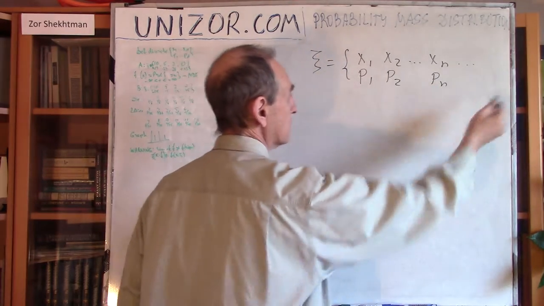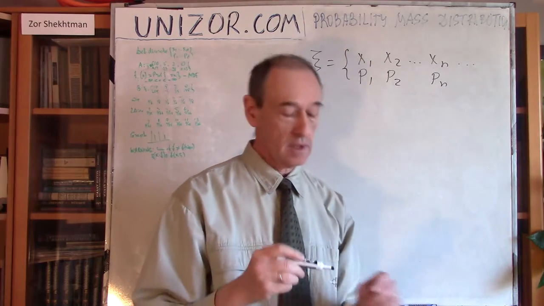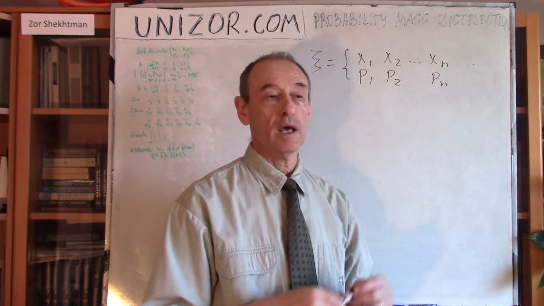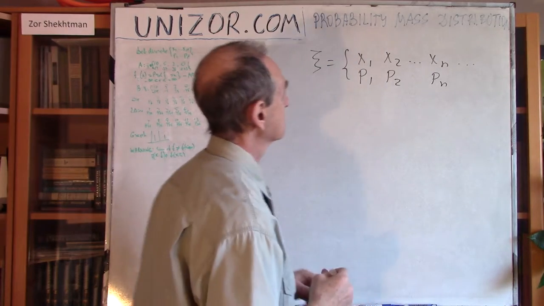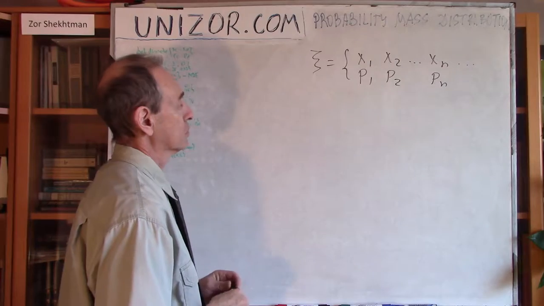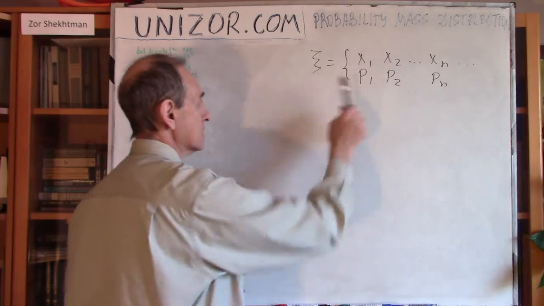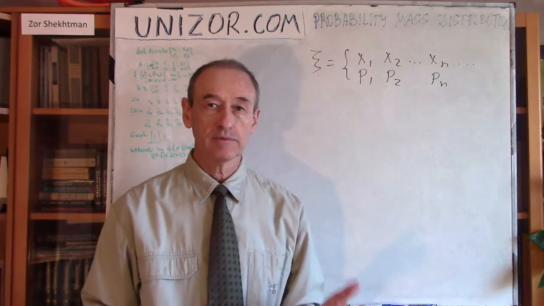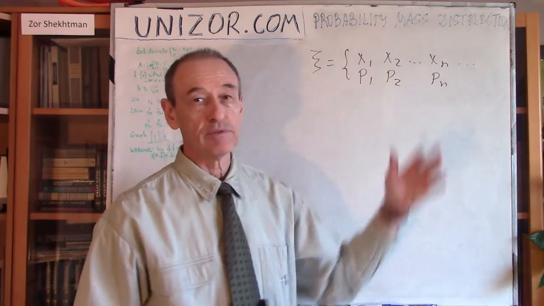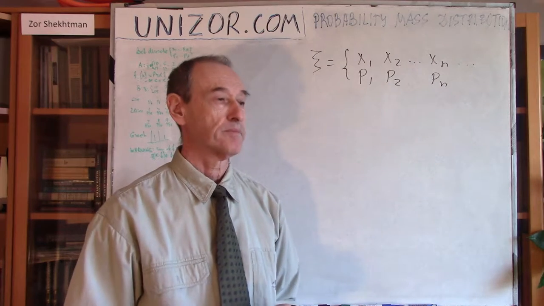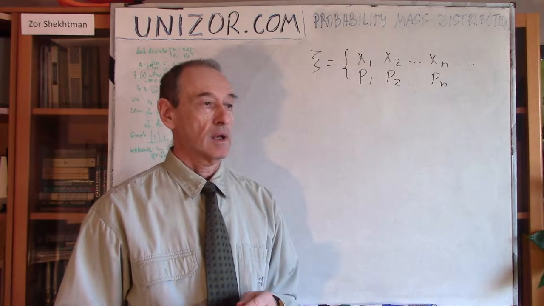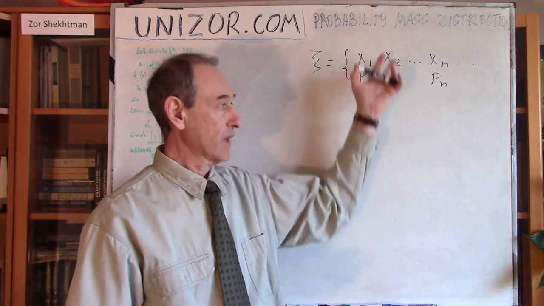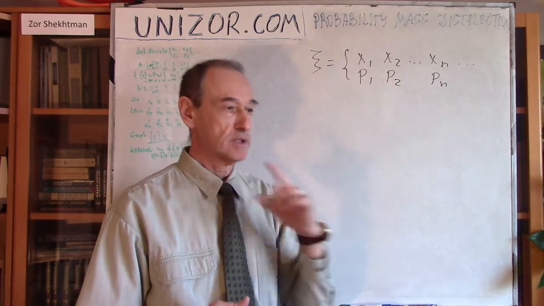Now, obviously, the sum of all these probabilities is equal to 1. Even if it's infinite, obviously, the probabilities should decrease, and it would still sum up to 1. So this is basically a full description of a random variable which takes discrete values with certain probabilities. However, what kind of description is this? It's a table, basically, right? The value and the probability. The value and the probability.